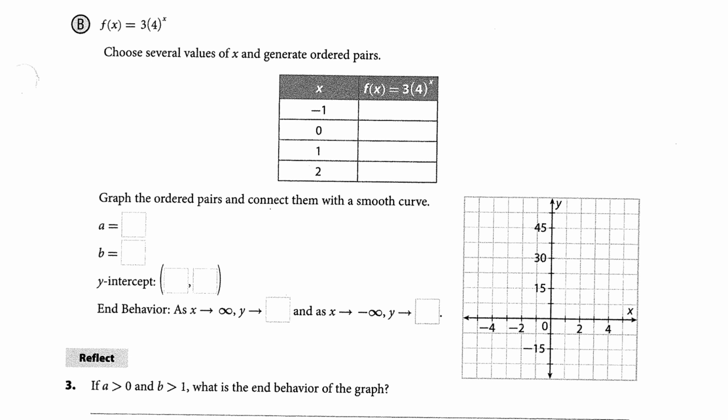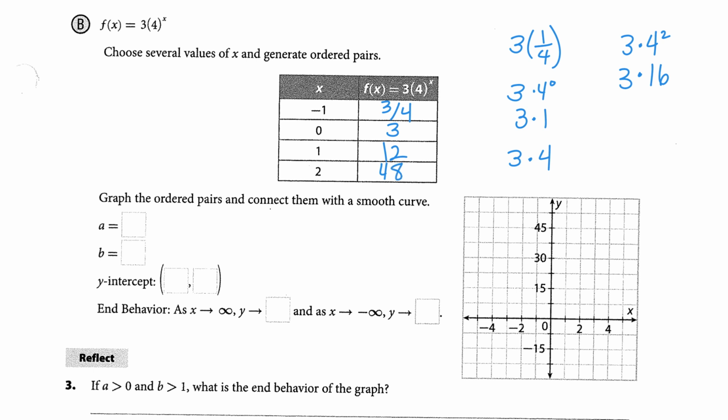When we plug in -1, that gives us 3 times 1/4 because it flips it over, which is 3/4 or 0.75 depending on how you choose to write it. If we plug in 0, 4 to the 0 power is 1. 3 times 1 is 3. If we plug in 1, 3 times 4 to the first power would be 12. And if we plug in 2, 3 times 4 to the second power, 4 to the second power is 16. 16 times 3 is 48.